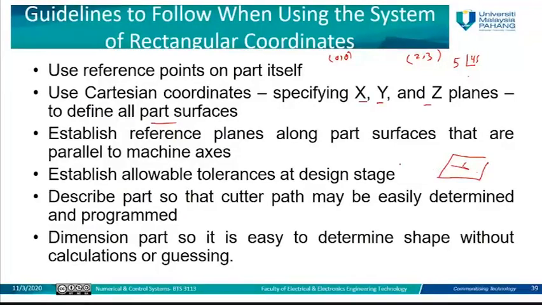So on the part that you are going to work on, you need also to define your coordinates here. Establish allowable tolerance at design stage. So you need to define the tolerance. What is the error that you accept for your work? I mean, what is the tolerance or the difference between the actual path and the interpolated path that will be generated. Also describe parts so the cutter path may be easily determined in the program. When you need to describe the part here, you need to define the part. Also dimension the part, so it is easy to determine the shape without calculating. So these are some steps you need to consider when you write the program for CNC machines.